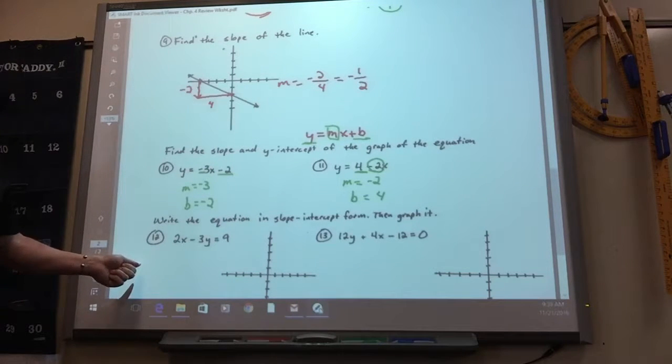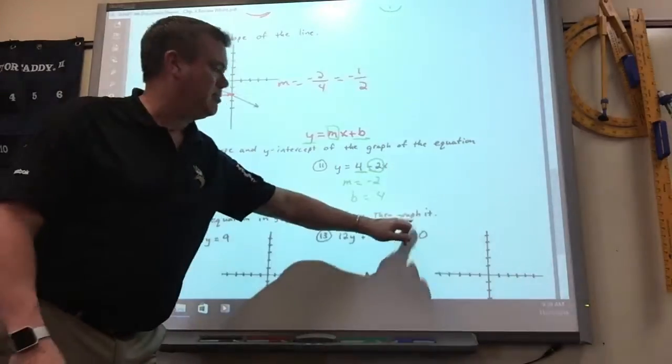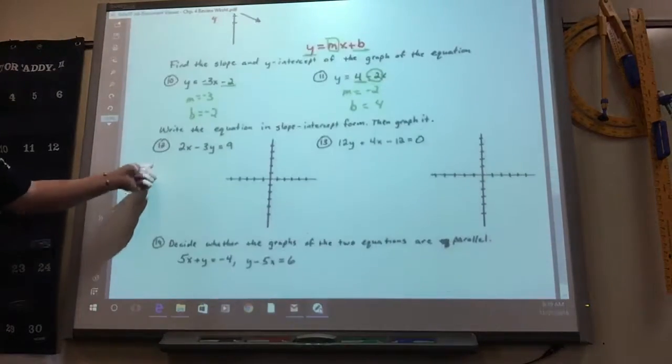None of these, you don't have to graph? Only when it says graph. And then there'll be a graph there, yep.